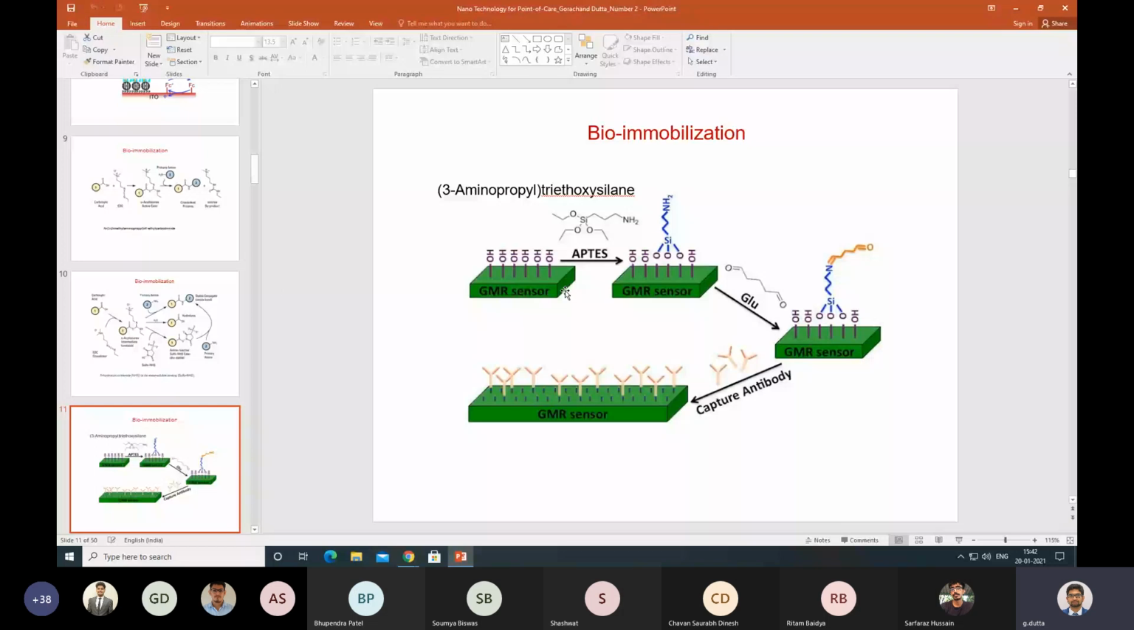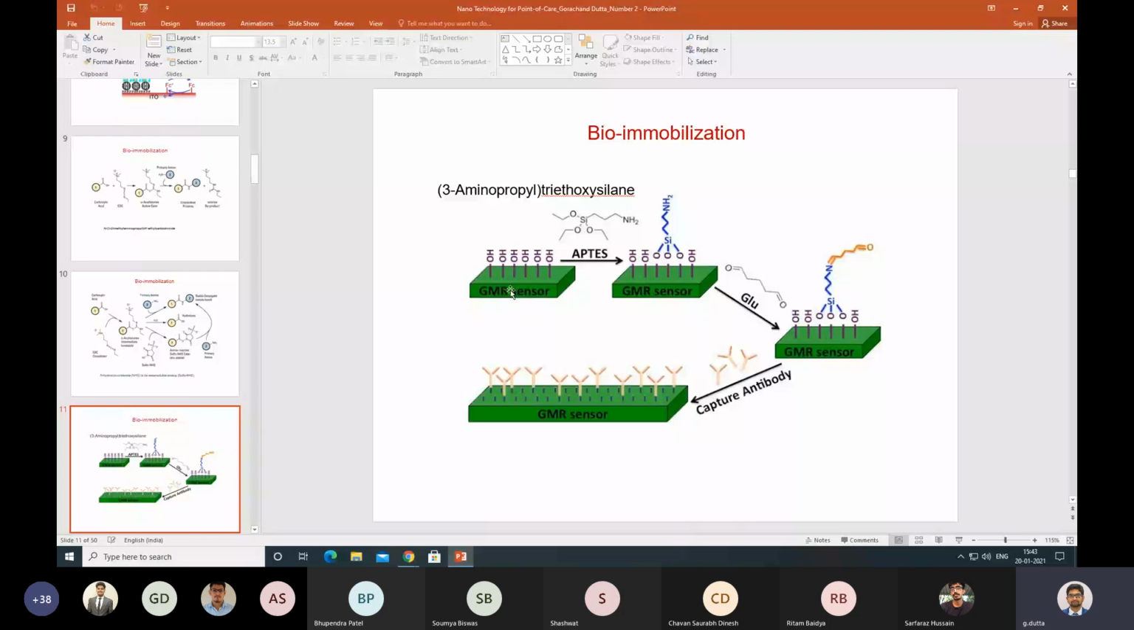As I said, the carboxylic acid group can be easily formed on the surface by adding carbon nanotube, and the carbon nanotube surface can be oxidized. And how can amine group be formed on the surface? See, this is a GMR sensor. This is nothing, just a name of the sensor surface. So no need to worry about the GMR. Just this is the sensor surface.